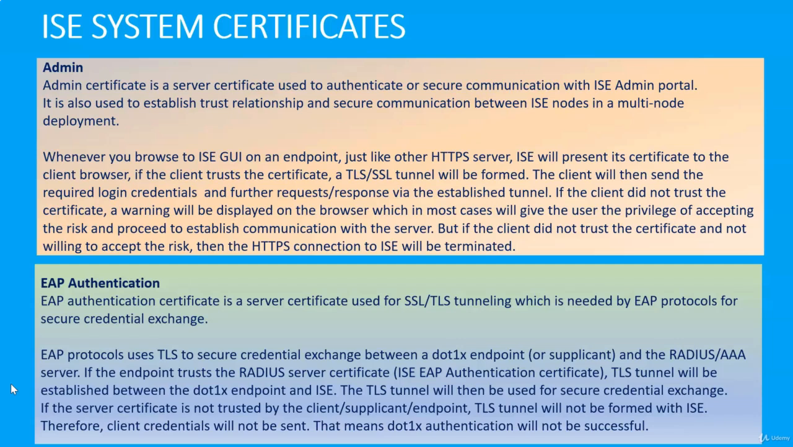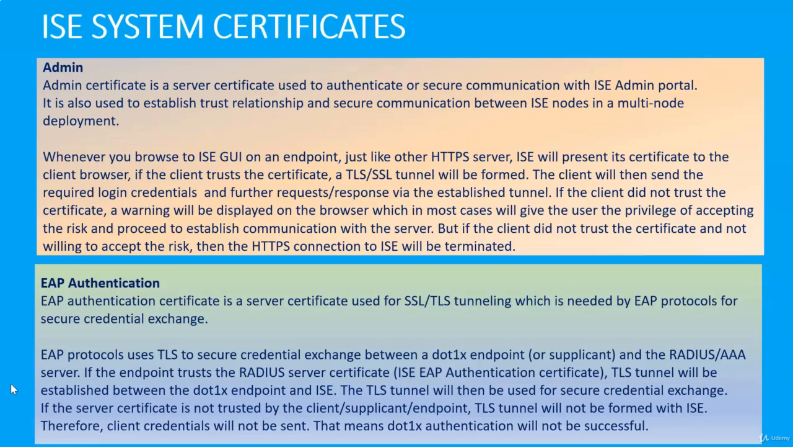Admin certificate is a server certificate used to authenticate or secure communication with ISE admin portal. It is also used to establish trust relationship and secure communication between ISE nodes in a multi-node deployment. Whenever you browse to ISE GUI on an endpoint, just like other HTTPS servers, ISE will present its certificate to the client browser. If the client trusts the certificate, a TLS tunnel will be formed. The client will then send the required login credentials and further requests or responses via the established tunnel.